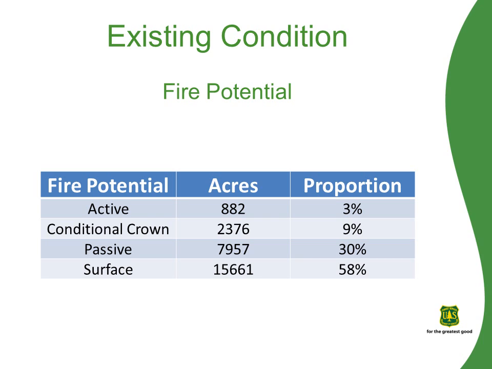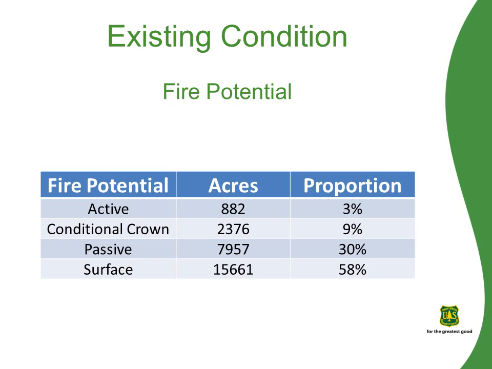So I'll just go through the definitions of these types of fires. Active crown fire is a situation where fire is able to move from the surface through ladder fuels and into the crowns and actually make sustained runs through the crowns. Conditional crown fire is somewhat hypothetical.